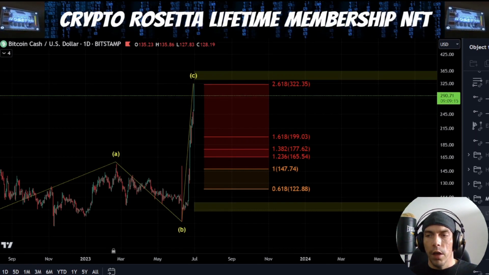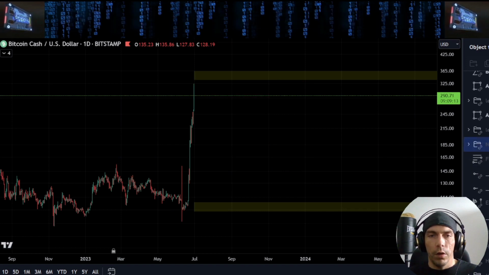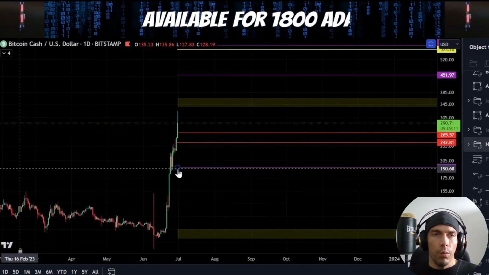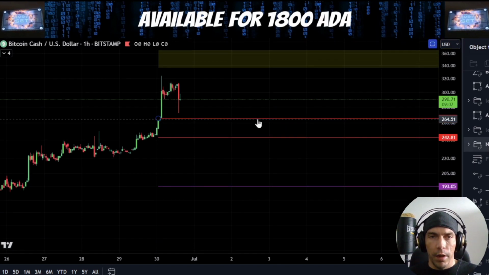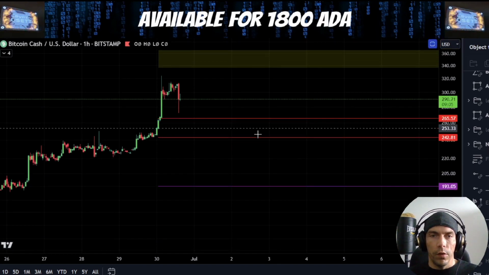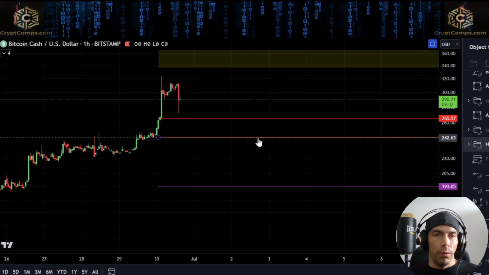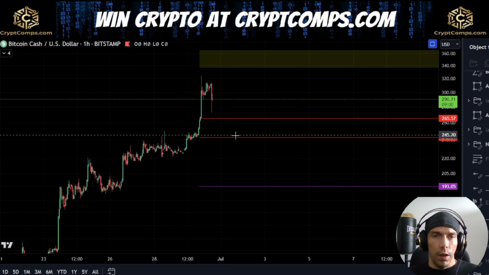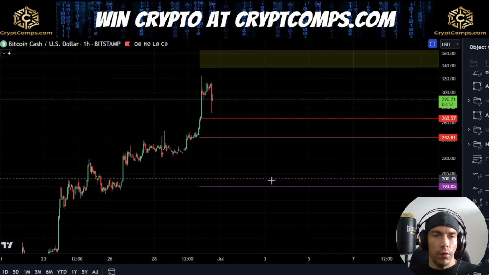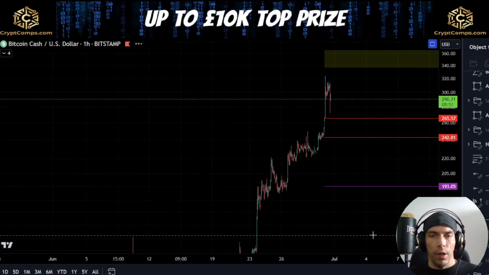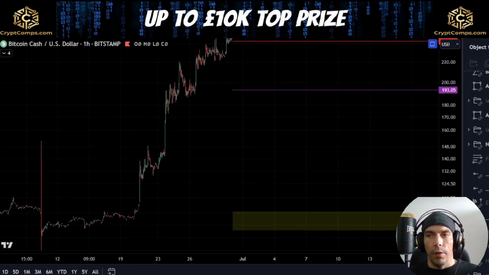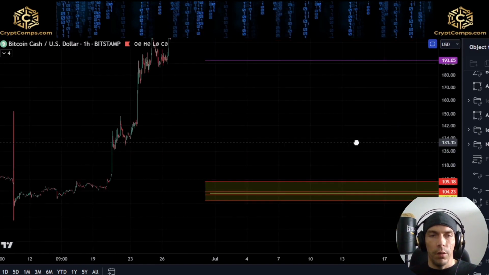Some other areas of interest regarding naked points of control would be closer to where we currently are. We do have a daily naked point of control sitting at this 265 and at this 242 level as well. There are 2 daily naked points of control sitting in this zone, as well as a monthly one sitting down here towards this 193 level. So would be keeping an eye on that if we do actually see price come down into those zones.